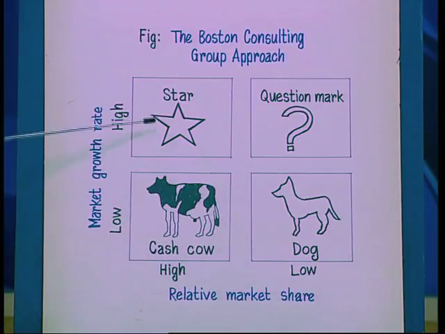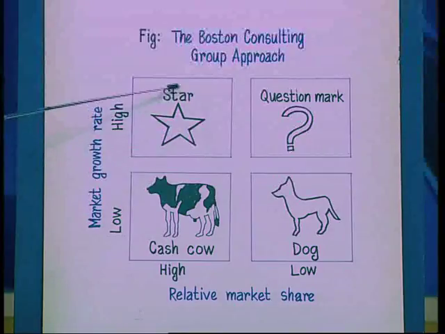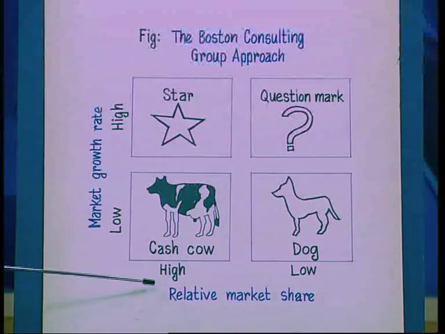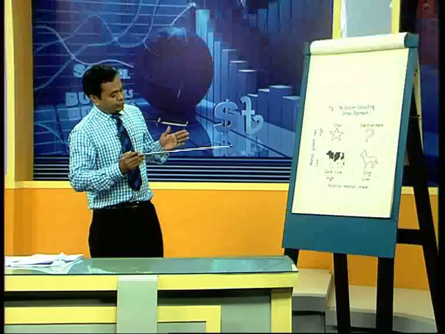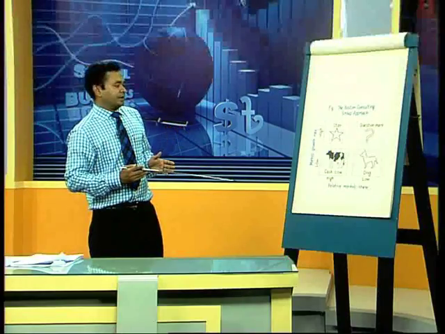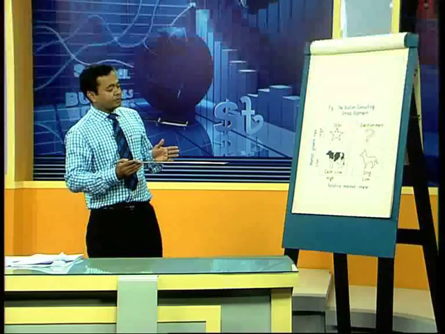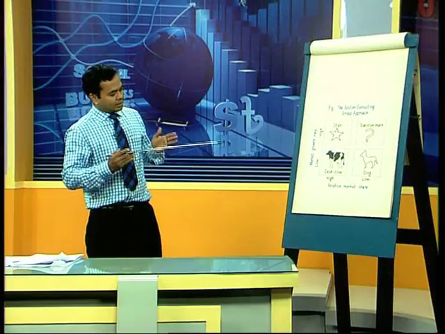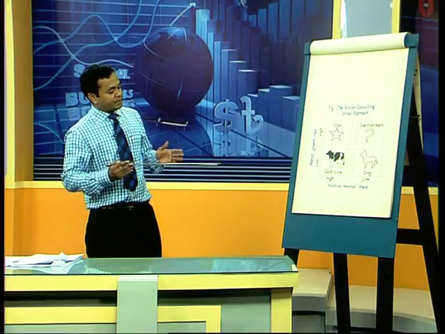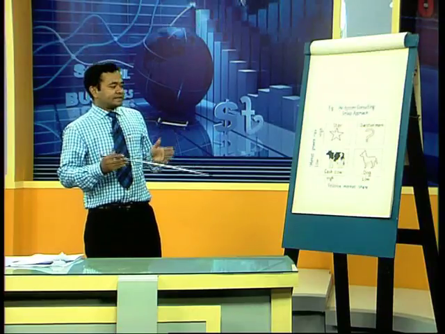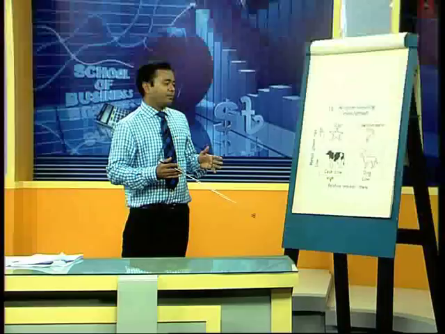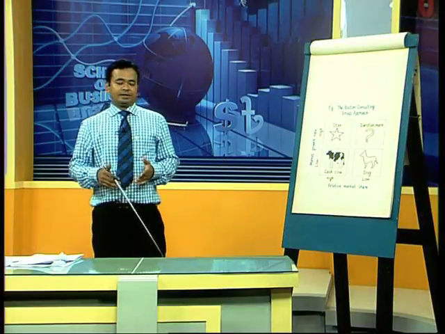Dear learners, in this figure we can see that the stars have a high market growth rate and high relative market share. This company invests more money to sustain in a competitive market, because whenever a company is a star, it has to face lots of competition and lots of new competitors, and for sustaining in the existing market the company has to invest more money.